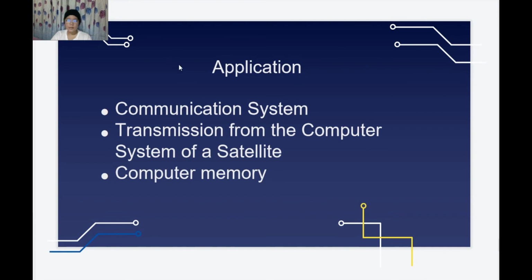Here we have the application for the communication system. It allows us to transmit different types of data, like videos and audios, at the same time, and transmission from a computer system to a satellite. It is also used in computer memory, and it implements a large amount of memory in our computer.